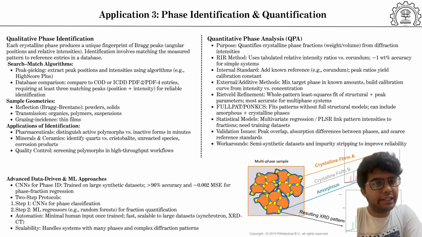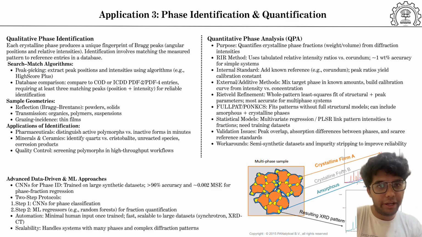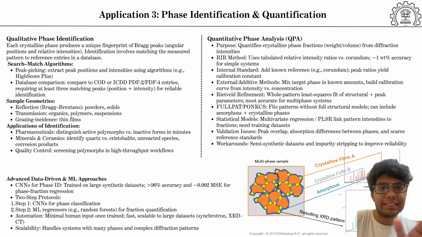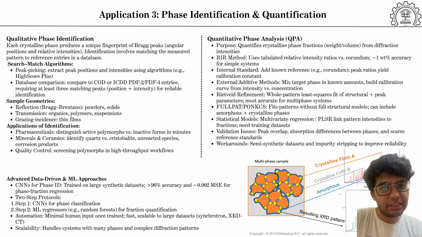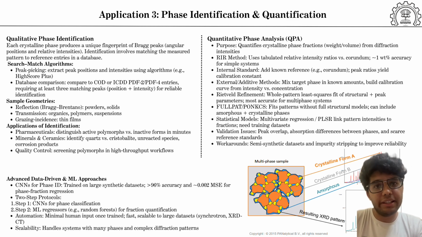First, let's talk about the qualitative side, phase identification. Think of an XRD pattern as a unique fingerprint for every crystalline material. No two are the same. The process is straightforward. We measure the diffraction pattern from our unknown sample, which gives us a set of peak positions in 2 theta and intensities. We then compare this experimental fingerprint to massive databases like the ICDD to find a match and identify the phases present. This is incredibly useful in pharmaceuticals to distinguish between different polymorphs, or in geology to identify minerals in a rock. But often just knowing what's there isn't enough.